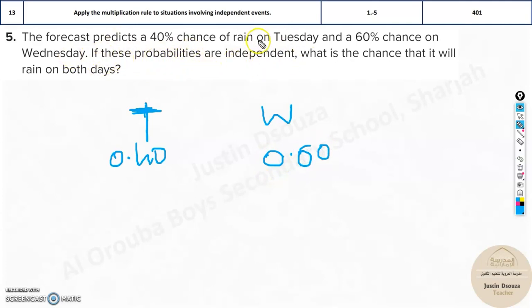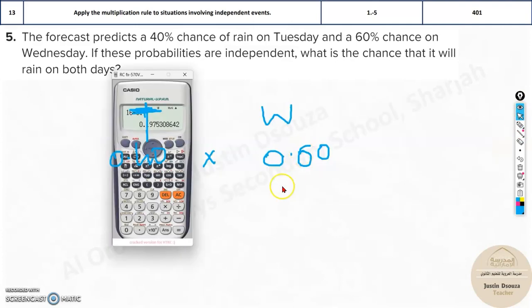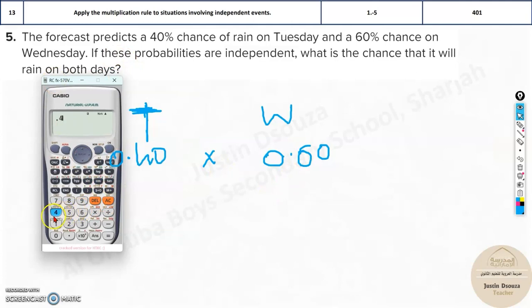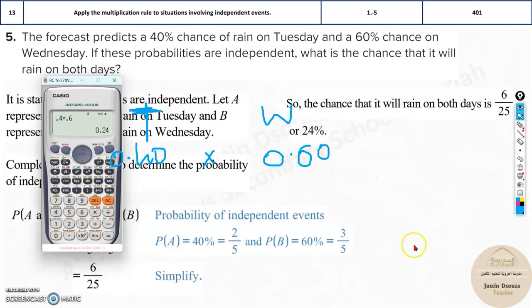If these probabilities are independent, not dependent on each other, what is the chance that on both days there will be rain? Just multiply this. That's it. Now we can use multiplication over here. 0.4 multiplied by 0.6, the answer is 6 by 25, or 24%. The final answer is 24%.